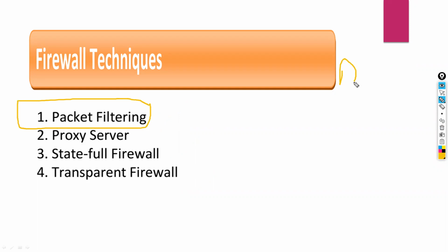Remember ACL in Cisco? ACL is a packet filtering firewall method. Remember, we have standard ACL and extended ACL. It's a common topic. In Cisco, this is called ACL, access control list. In Palo Alto, this is called security policy. In Fortinet, you can say firewall policy.